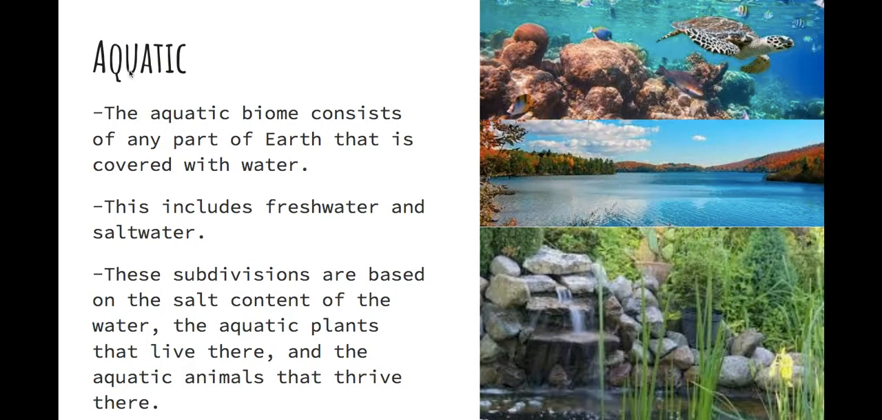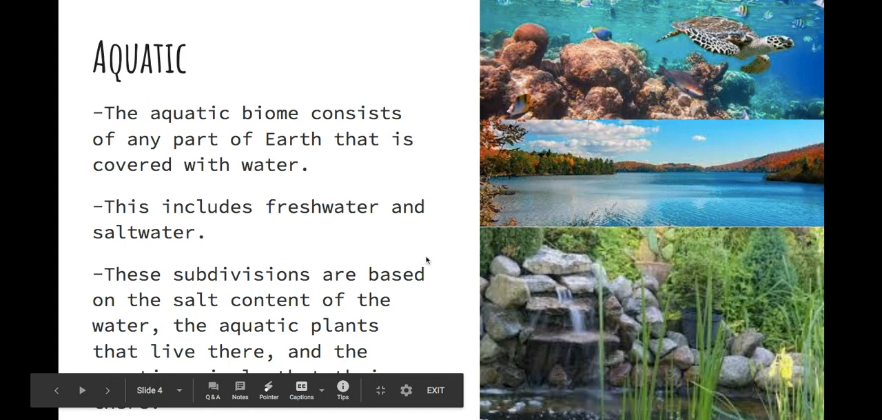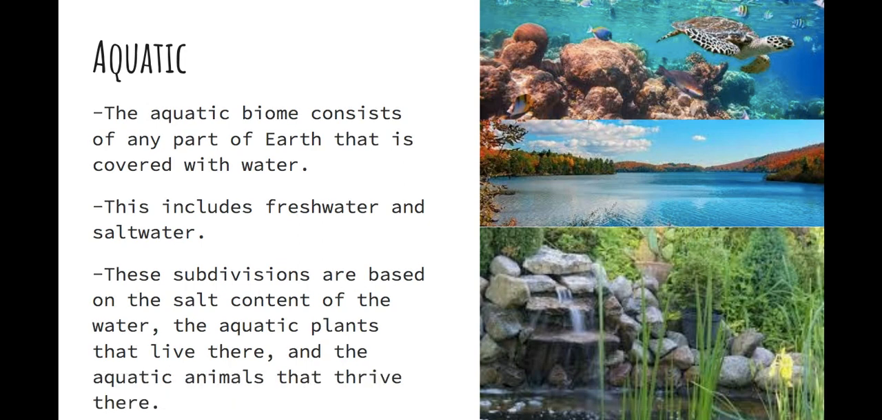Now, the aquatic biome. The aquatic biome consists of any part of the earth that is covered with water. So anywhere that has water. This includes fresh water or salt water. So there's a couple different types of water, which means that there will probably be different animals, like fish, that live in those different types of water. Now, these subdivisions are based on salt content of the water, the aquatic plants that live there, and the aquatic animals that thrive there. So, depends on what kind of salt content they have. That allows the different plants and animals to live there.